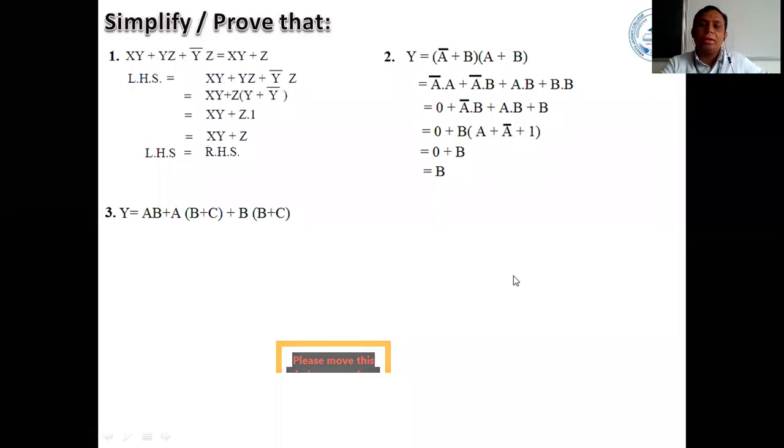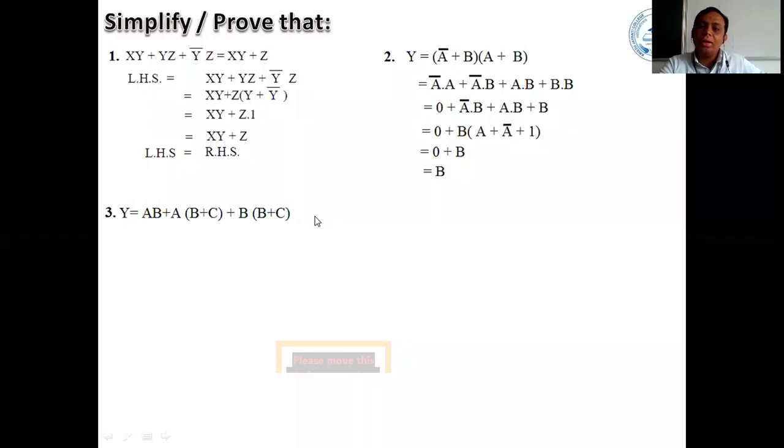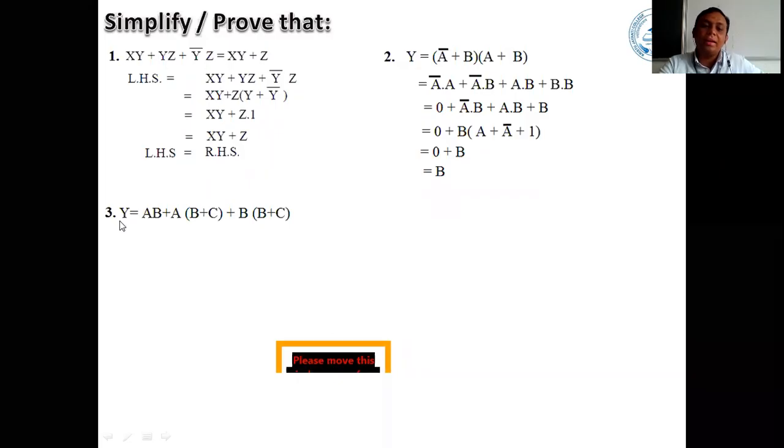Now, we'll take one example wherein y is equal to AB plus A(B plus C) plus B(B plus C). This is the expression and I need to simplify it. Why are we going to simplify this particular expression? Because if I construct this gate as it is, it requires more gates.